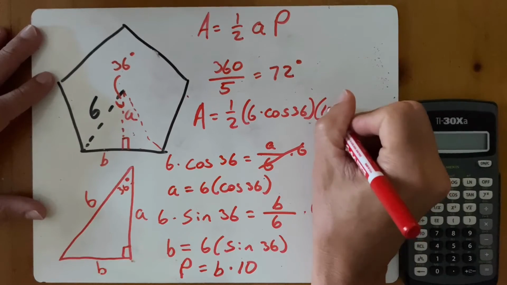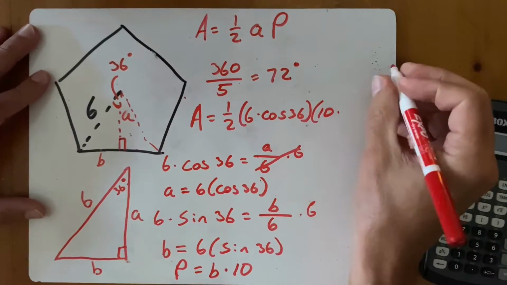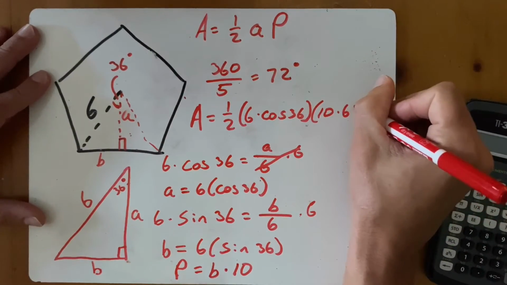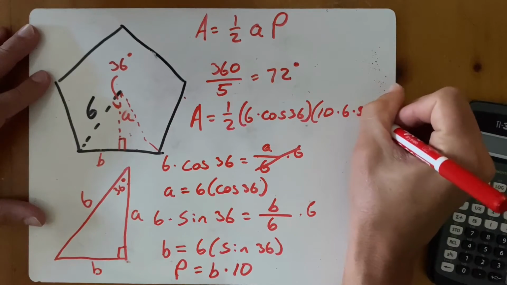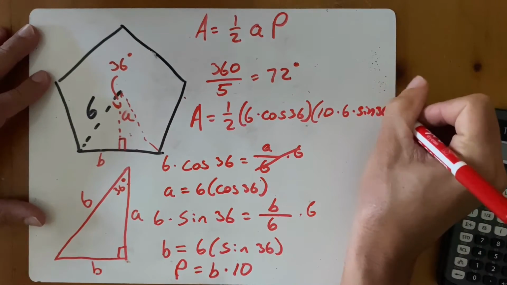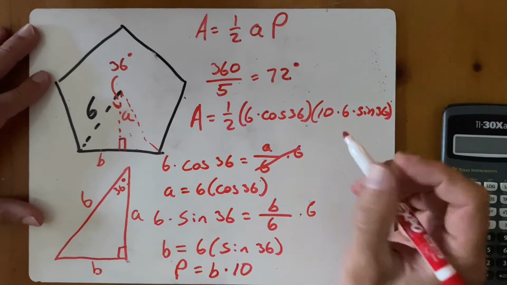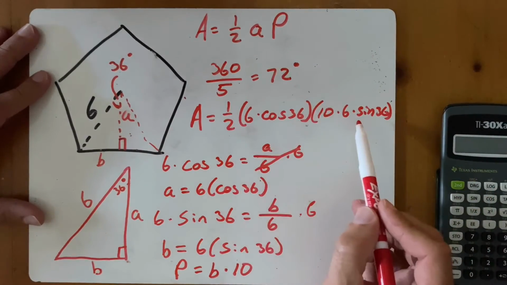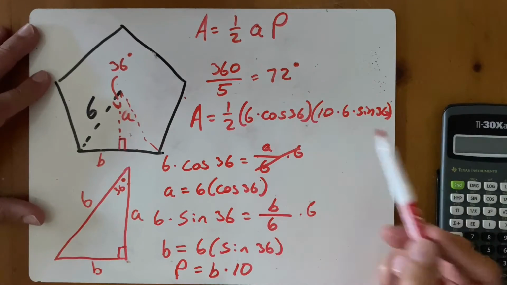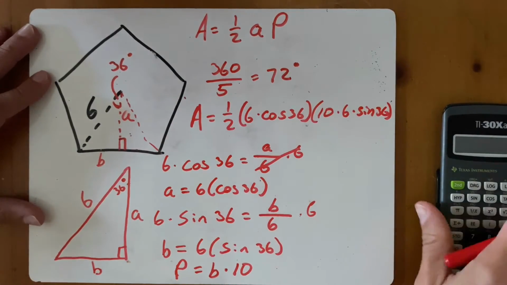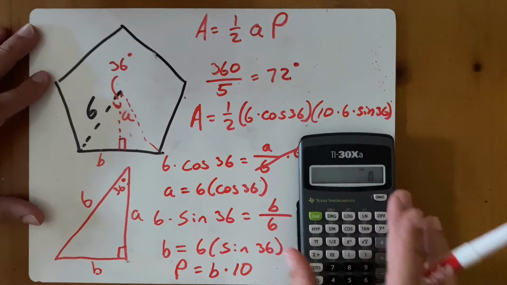So we've got 10 times 6 times the sine of 36 degrees. Okay, almost ran out of board space there, but we'll work with it. So now I'm just gonna put all this into my calculator all at once. It's all being multiplied, so it doesn't really matter which order you do it in. So let's go through and punch that in.